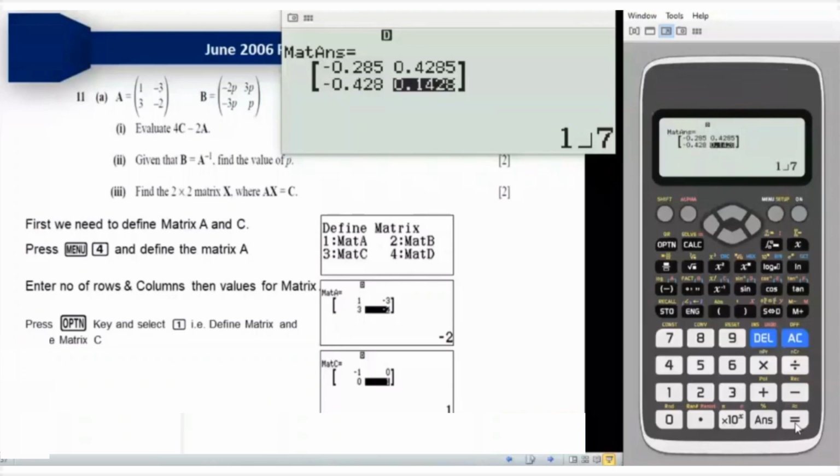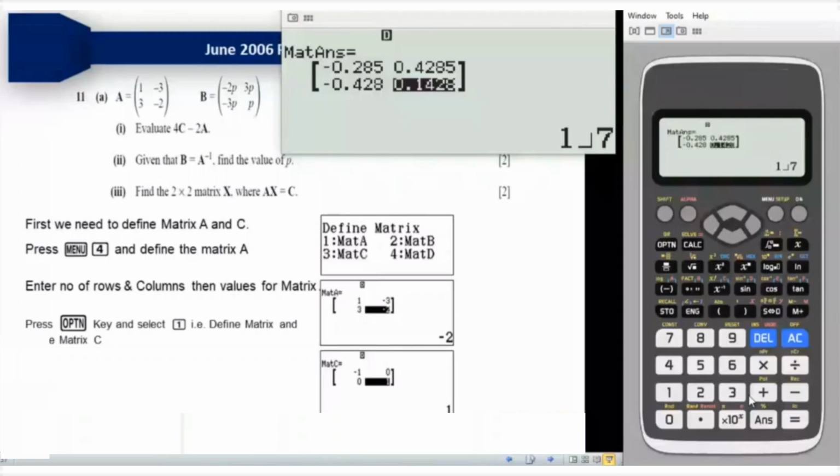You are told to find the value of P. P is the last value. This is P. P is the last value, which is 1 upon 7. So P is 1 upon 7. You managed to find the matrix B, which is A inverse, and you also managed to find the value of P. I hope this is now clear.